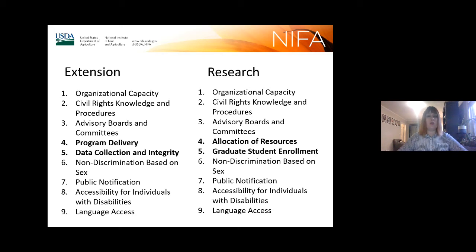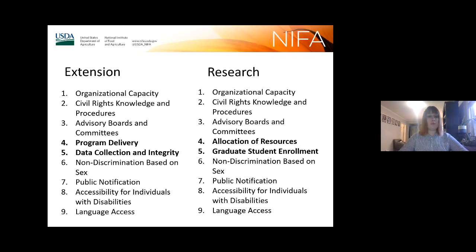So the review areas that are the same here are organizational capacity, civil rights knowledge and procedures, advisory boards and committees, non-discrimination based on sex, public notification, accessibility for individuals with disabilities, and language access. And then the two review areas that are different here are program delivery and data collection and integrity for extension, and allocation of resources and graduate school student enrollment for research.